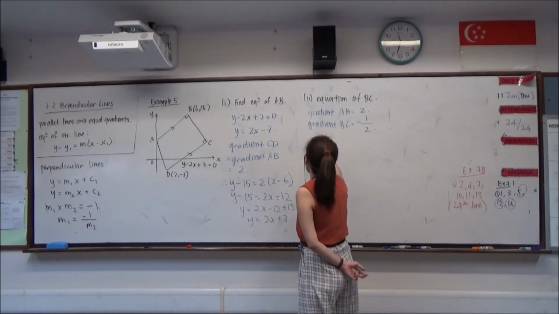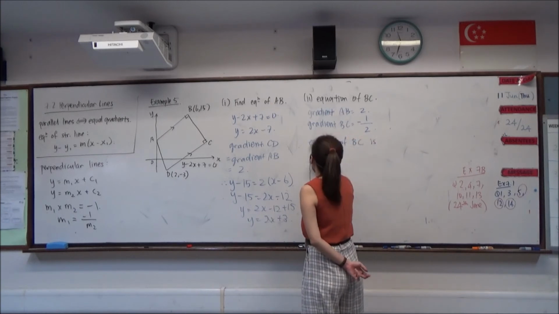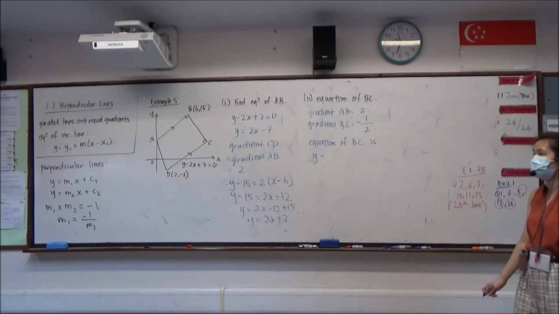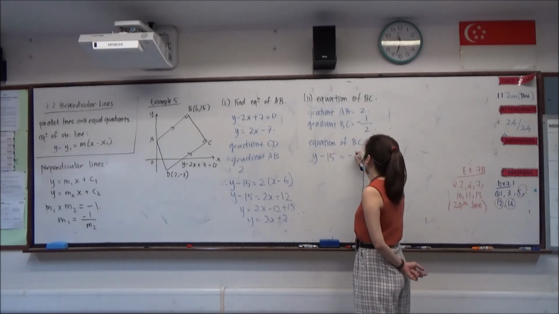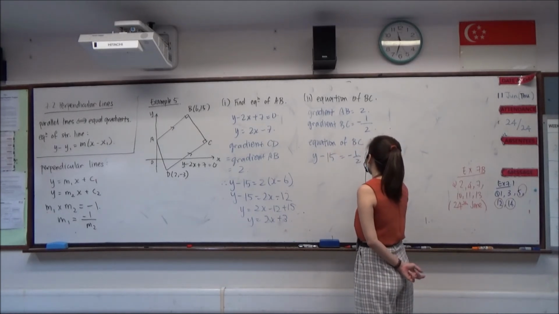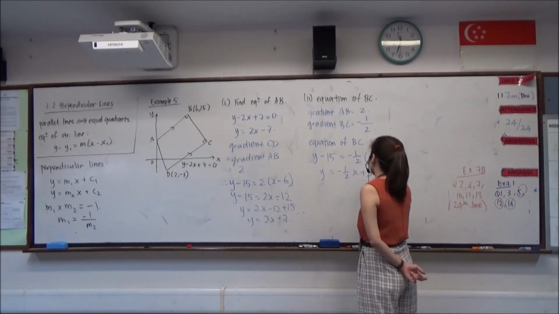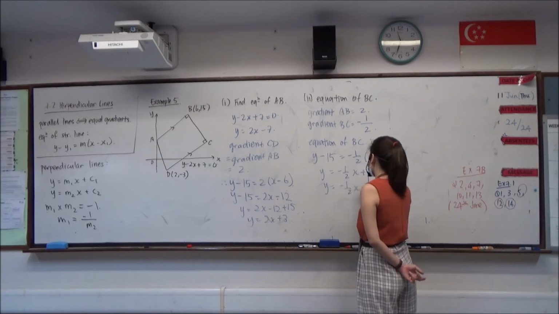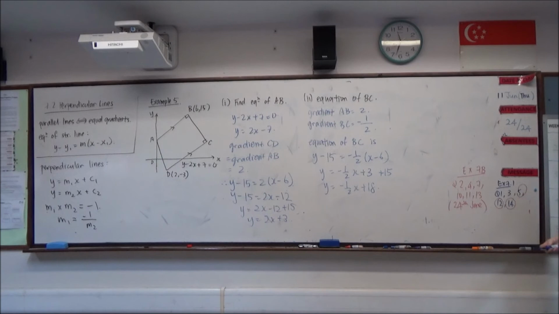Then after that, the equation of BC is actually y minus, we take the point B because the point B lies on the line BC as well. And we have y equals to -1/2 x plus 18.